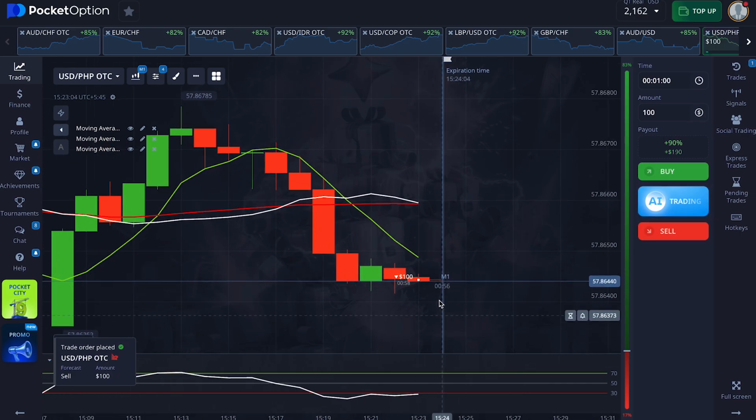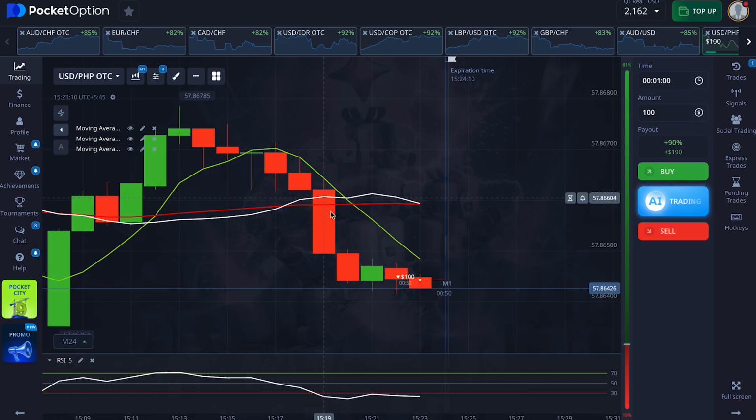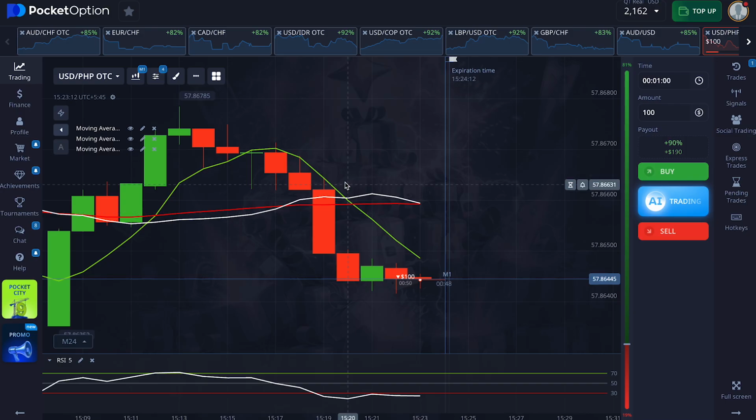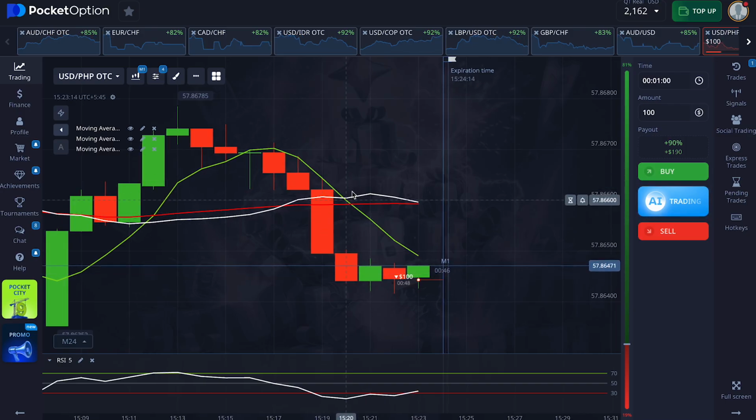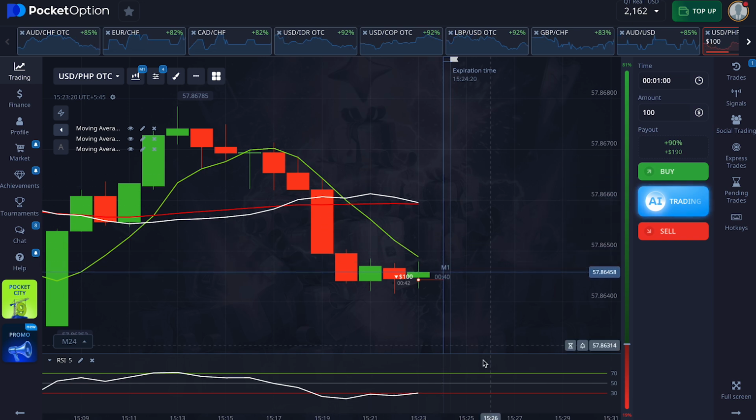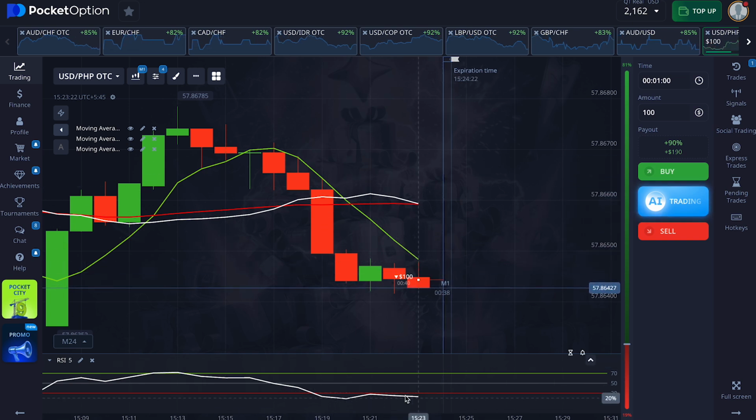Okay, here I have sold. The reason I have sold is, as you can see, it is intersecting all of these moving average lines, red, white and green, intersecting each other, which indicates the clear down signal. And also if you look at the RSI, it's showing the downtrend. So all of the indicators are showing the downtrend, that's why I have sold.